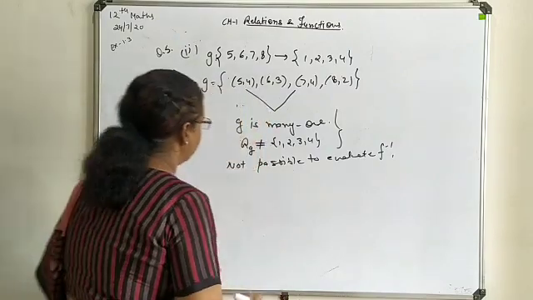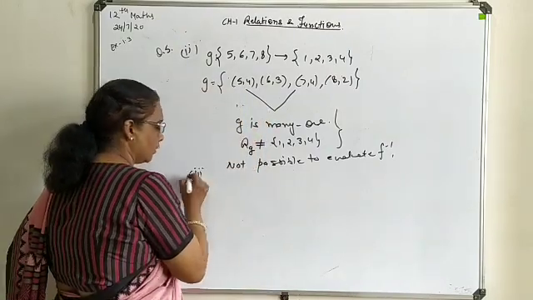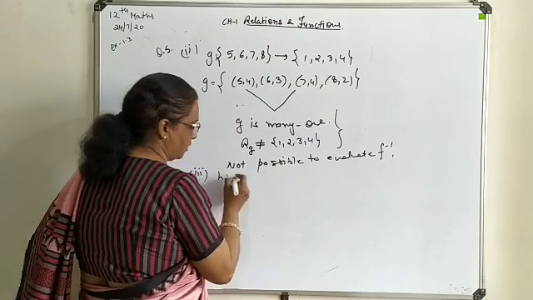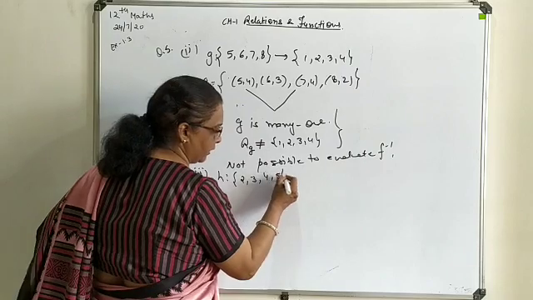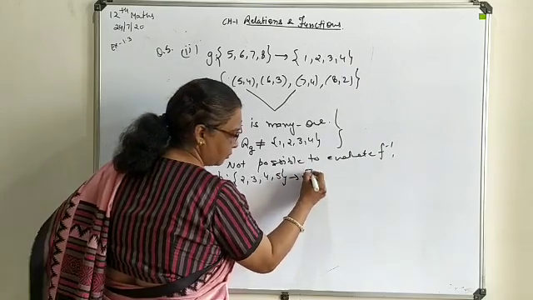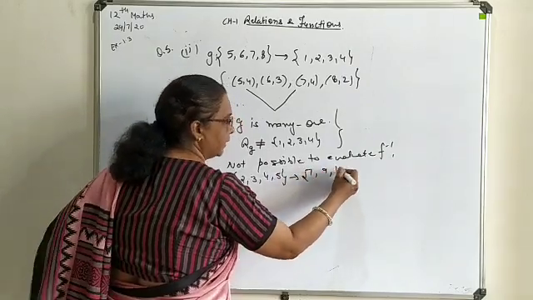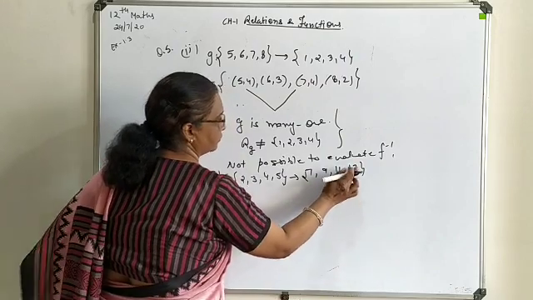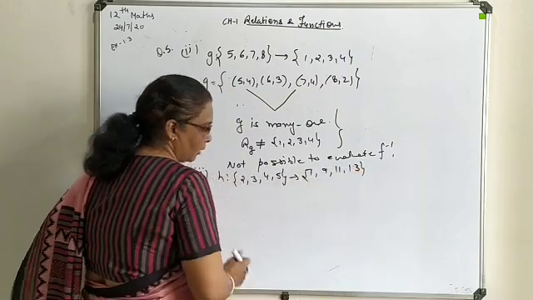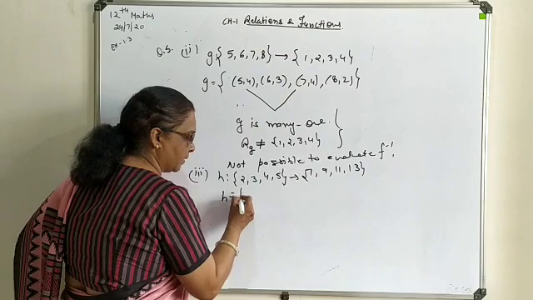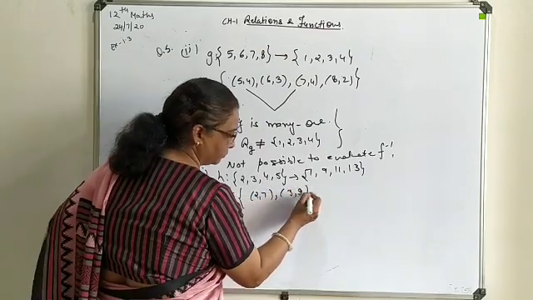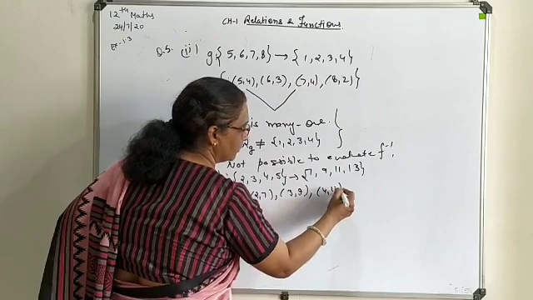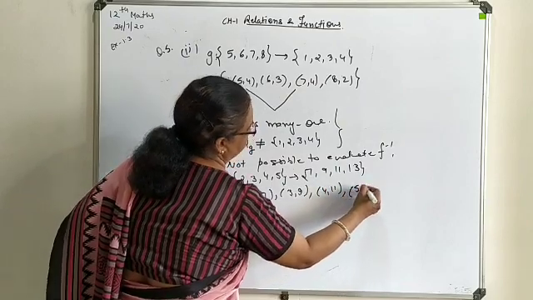Now look at the third one. In the third one, your h function is being defined from a set containing elements 2, 3, 4 and 5, and it is mapped to 7, 9, 11 and 13. Your h function is being defined as (2, 7), (3, 9), (4, 11) and (5, 13).